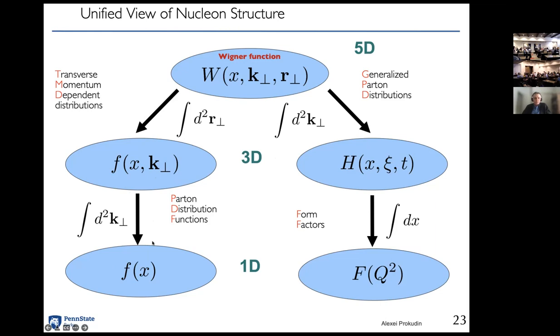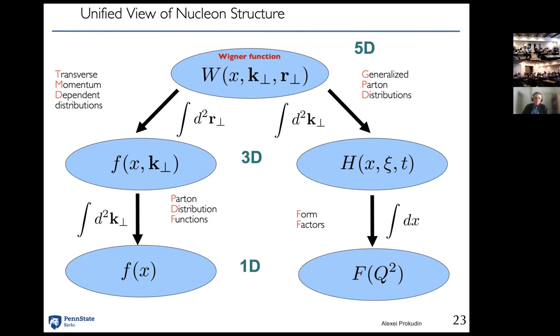I believe Ian Stewart in his lectures showed you some examples of how this can work in practice. And I guess there was a lecture also given by one of the students of this school. In terms of GPDs, if we integrate over the collinear momentum x, then we will reduce those to form factors. So you see, it's interesting that all those things are related quite a bit to each other.